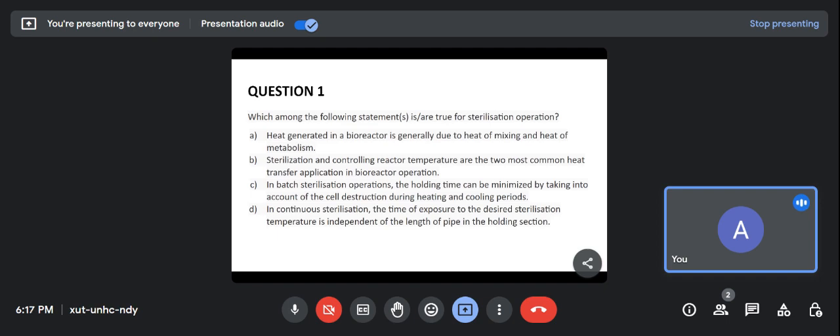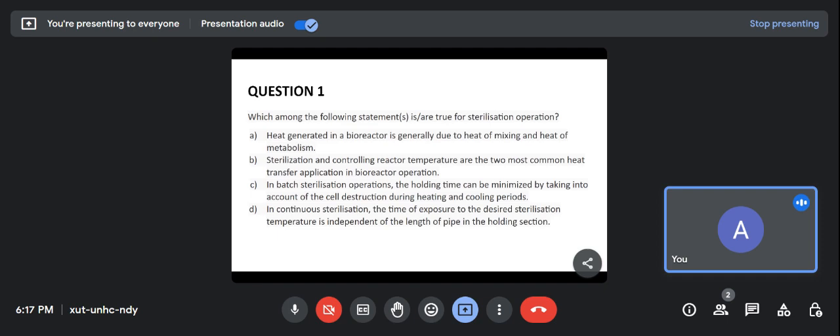The first is heat generated in a bioreactor is generally due to the heat of mixing and heat of metabolism. The second is sterilization and controlling reactor temperature are two of the most common heat transfer applications in bioreactor operation. The third option is in batch sterilization operations, the hold time can be minimized by taking into account the cell destruction during heating and cooling periods. The fourth option, in a continuous sterilization, the time of exposure to desired sterilization temperature is independent of the length of pipe in the holding section.